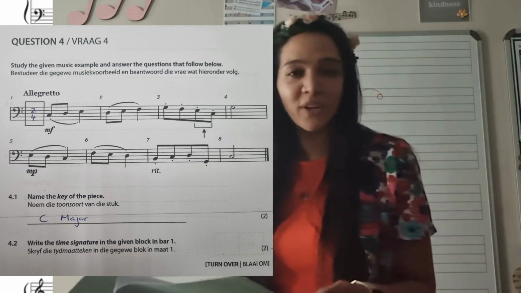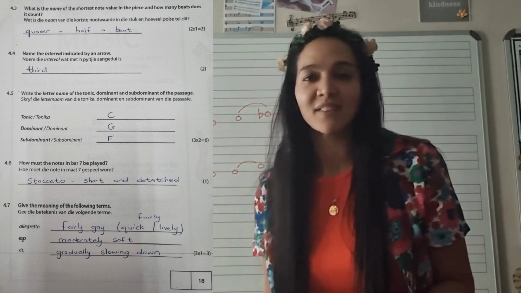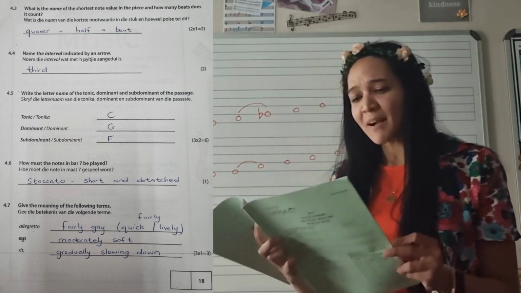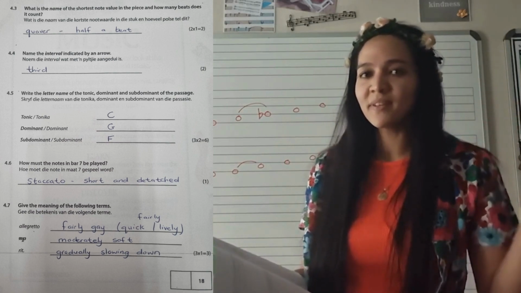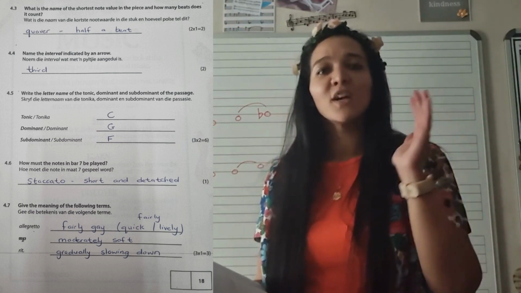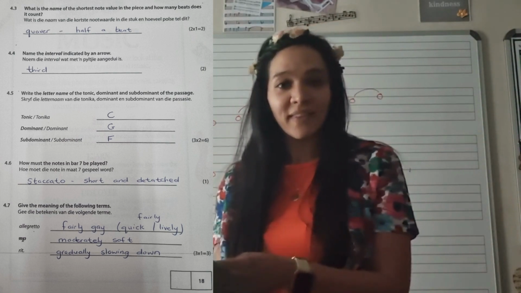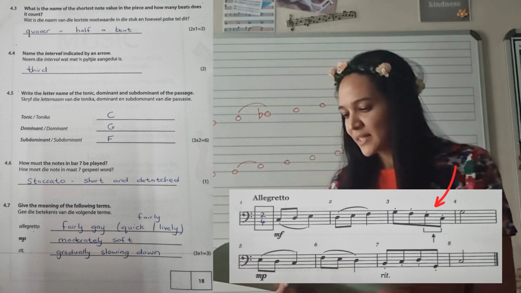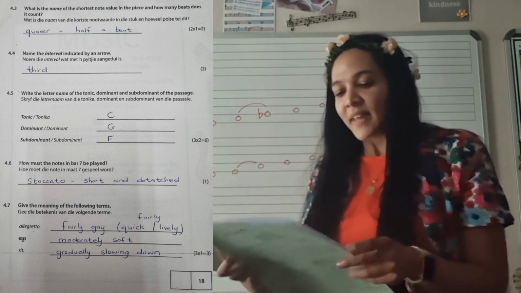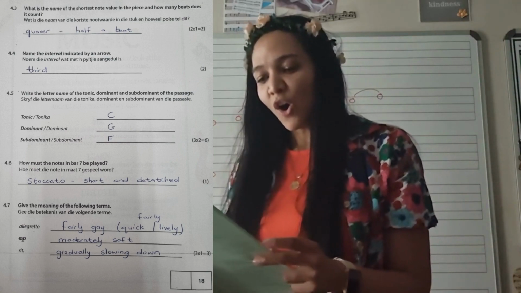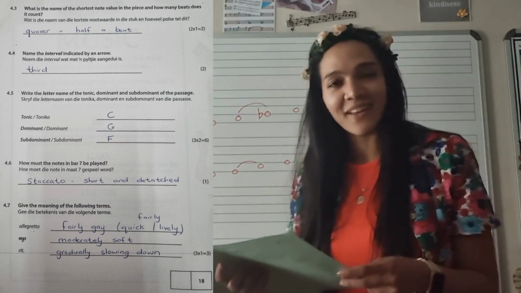Question 4.3 on the next page. What is the name of the shortest note value? And we can see that that is a quaver. And also, how many beats does it count? It definitely counts half a beat. For us, at the moment, a beat is just measured in terms of crotchets. So a quaver is half a beat. Name the interval indicated by the arrow, and here it is between an E and a C, and that is definitely a third.